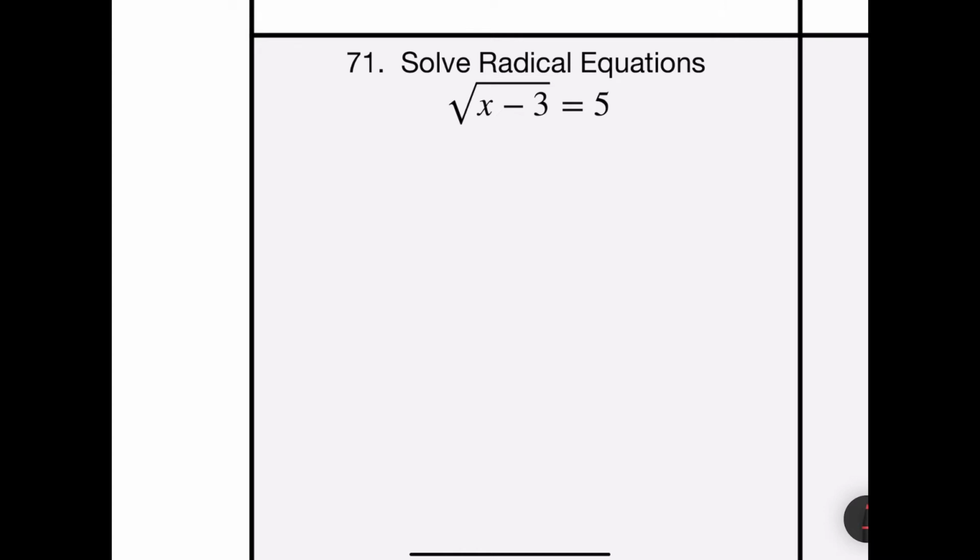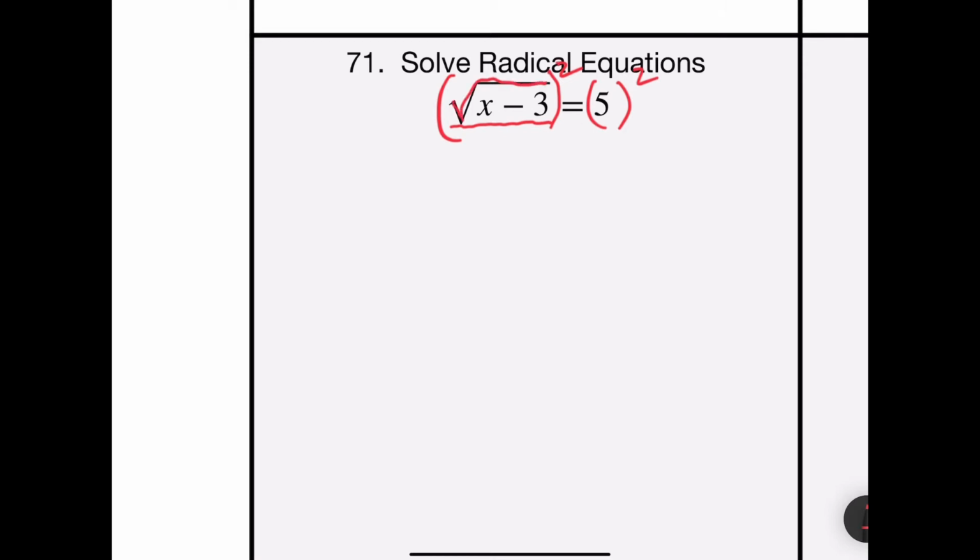Problem number 71 is solving radical equations. It says the square root of x minus 3 equals 5. So first I have to make sure my radical is isolated or all by itself on one side of the equal sign, which it is. To undo the square root, we're going to square it. And since I squared the left side to keep the equation in balance, I also have to square the right side.